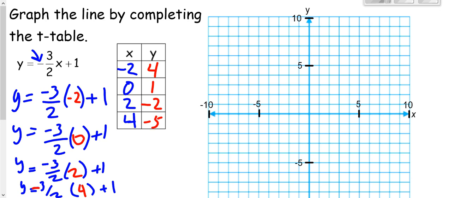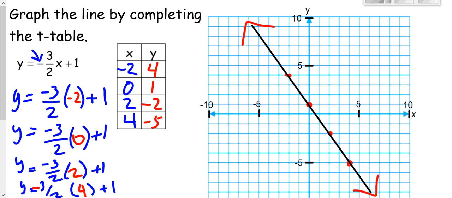So then we can go and plot those points. So we have the point -2, +4. We have the point 0, 1. We have the point 2, -2. And we have the point 4, -5. Graph our line. Make sure it goes all the way through. And put our arrows on the end.